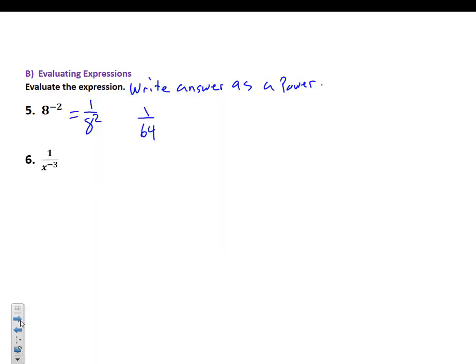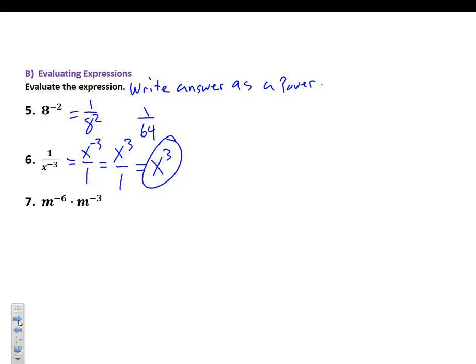If we have 1 over x to the negative 3, taking the reciprocal, that would be x to the negative 3 over 1. You want to make it positive, so that's x to the 3rd over 1, which is nothing more than x to the 3rd. Right? That's a lot of extra work. You don't need to go through all that. You should know: take the reciprocal, make the exponent positive.